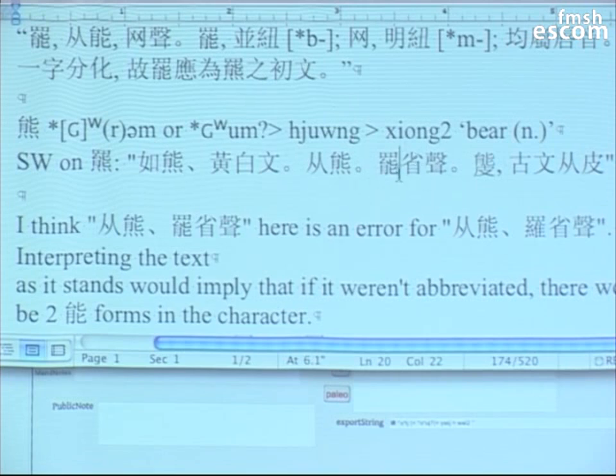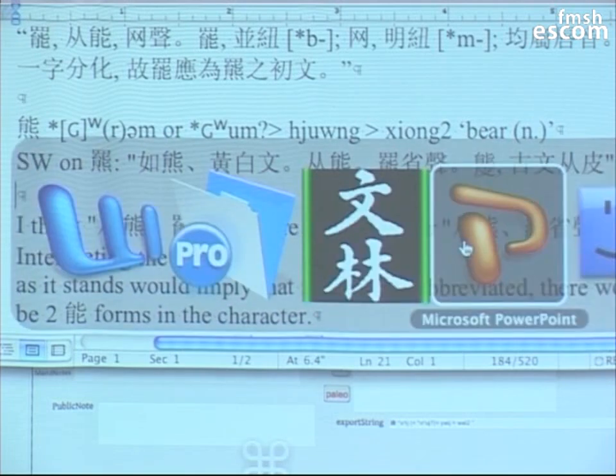You see my point, I think, right? So it suggests at least that, on the basis of all of this argument, we might have a proposal for emending the Shuowen text. Not a great big deal, but still.